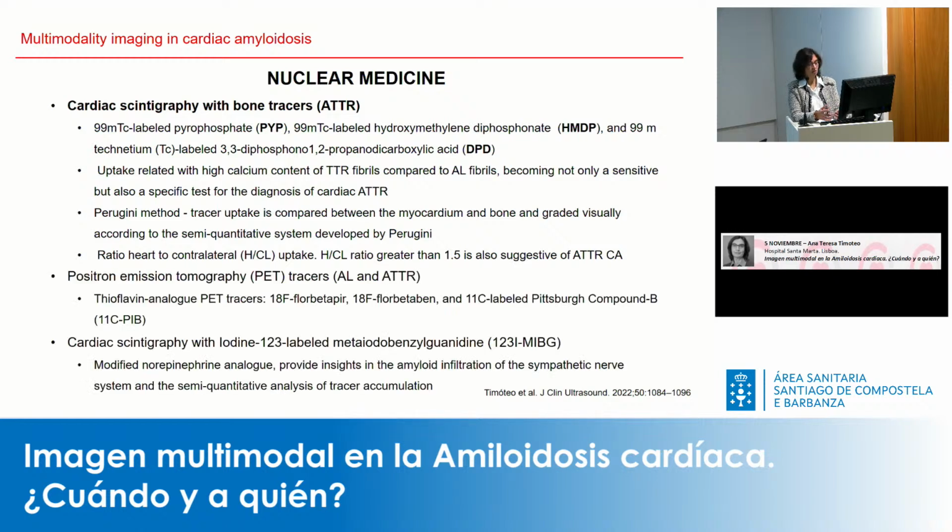There are also other investigational alternatives that are not yet in clinical practice. The PET with other tracers, and also MIBG cardiac scintigraphy that will allow assessing the amyloid infiltration of the sympathetic nervous system.